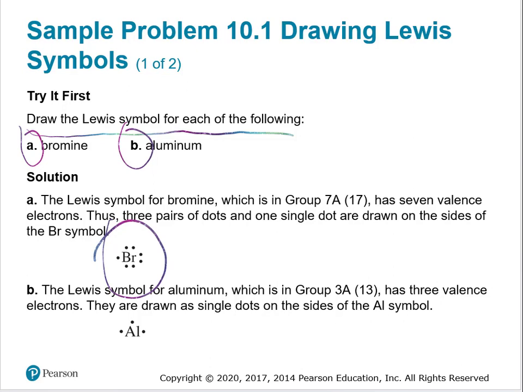Hopefully for bromine, you drew the symbol and then saw that there were 7 electrons. So we did 1 on each side before doubling up. So there is one side of bromine that only has 1 dot. It doesn't matter if it's on the left or the right or the top or the bottom. Aluminum has 3. Again, it doesn't matter where those 3 are. It could be on the side and the bottom and the other side, as long as there are 3 lone dots.